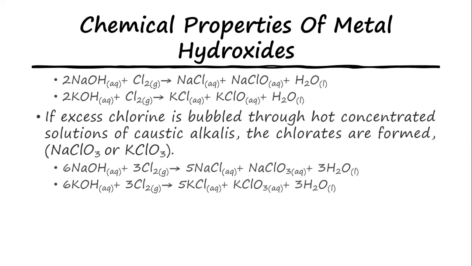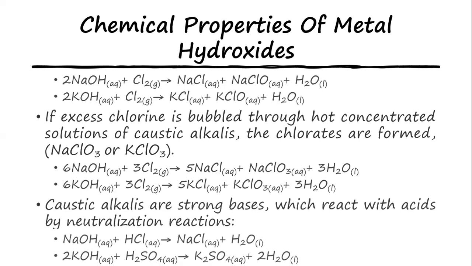Now, if excess chlorine is bubbled through hot concentrated solutions of the caustic alkalis, chlorates are formed. We are talking about sodium chlorate and potassium chlorate. As we can see from the reactions, sodium hydroxide plus chlorine leads to sodium chloride plus sodium chlorate plus water. The same goes for potassium hydroxide plus chlorine, which leads to potassium chloride plus potassium chlorate plus water.